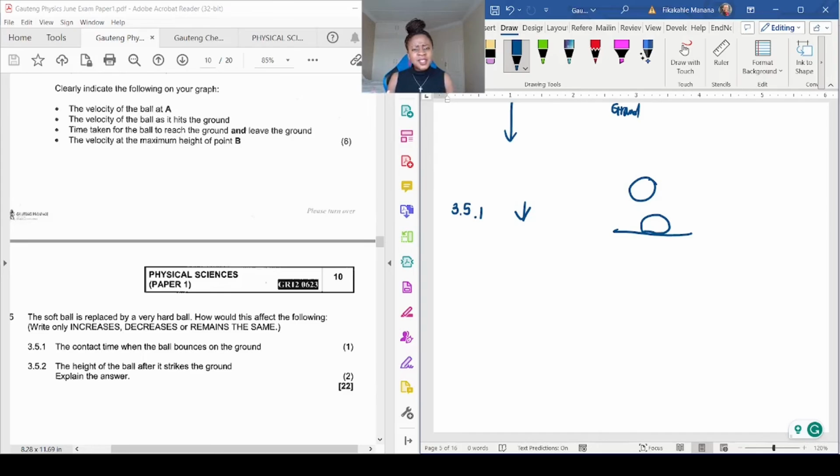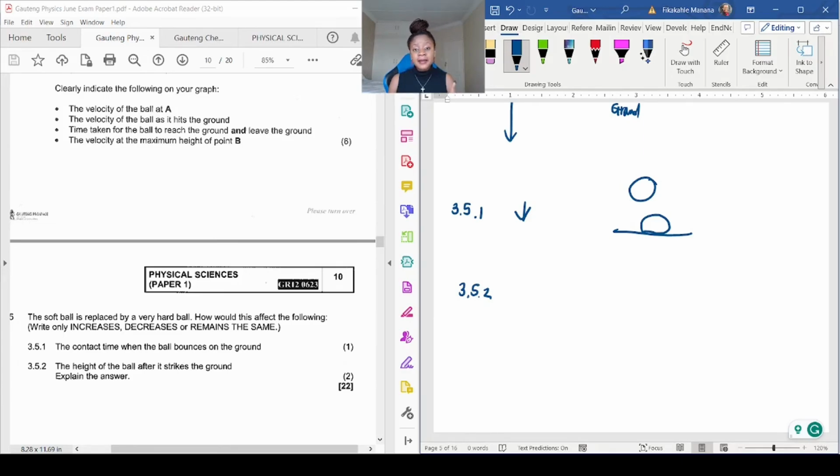Okay, but now if it's a hard ball, think about a tennis ball versus a golf ball. A golf ball would actually bounce quite high and spend less time with the ground. Therefore, if that ball hits you, it's gonna hurt because it's gonna come with its force. And because the contact time has been decreased, that force will still be high. It's gonna hurt. Okay, so the harder it is, the less contact time it has with the ground. So it will decrease. Now 3.5.2, the height of the ball after it strikes the ground.